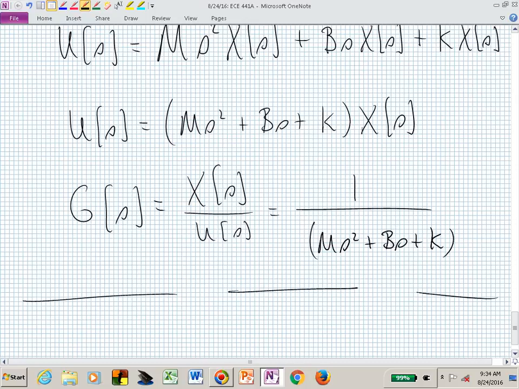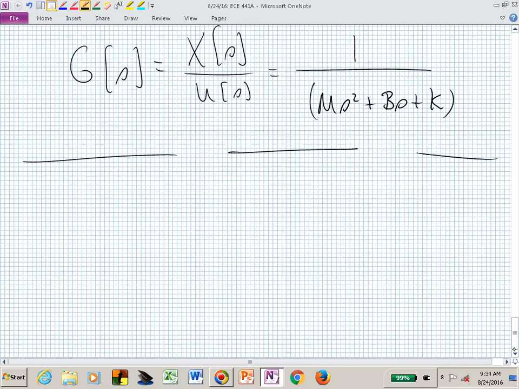How many poles do I have in this second order? 2. Second order, 2. So you should be able to find 2 roots of that quadratic. So I have a 2-pole system in this mass spring damper. Let's now find a state space representation.